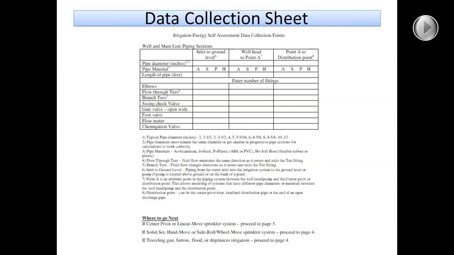This asks for information about the pipe itself out to the system, what the pipe size is, and the pipe material: A is aluminum, S is steel, P is plastic, and H is hose. So you can mark what it is, how many feet. The fittings, you can drop those down here if you'd like.